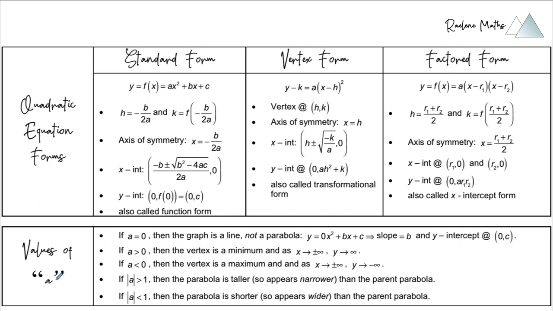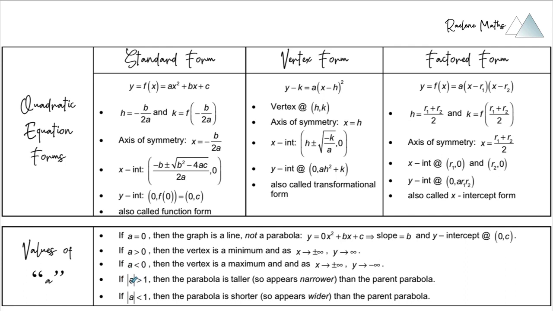So as long as a is not 0, we will have a parabola, and if a is positive, we have a concave up parabola, so the vertex is a minimum. And as x goes to the left or to the right, y goes up. But if a is less than 0, we have a vertically reflected parabola, a concave down parabola. The vertex (h, k) is therefore a maximum, and as x goes to the left or to the right, y will go down. This is the end behavior we're talking about.